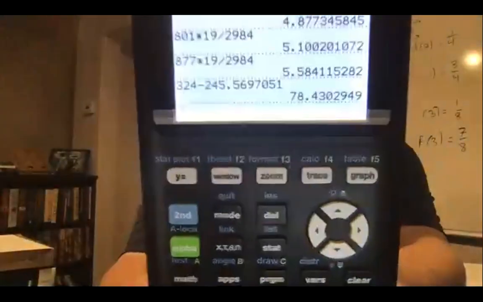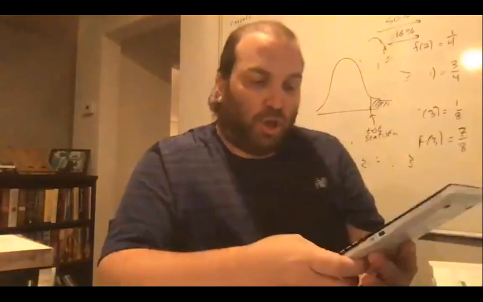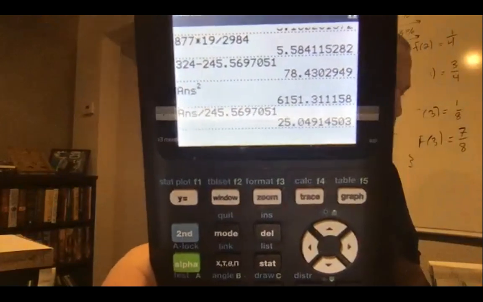324. We are then going to subtract its counterpart's expected value, which is how much? 245.6. Although on my calculator, I keep all the decimals. We're then going to do what to that number that we just calculated? Square it. And we're then going to do what? Divide by 245.6. Exactly. And that's going to give us approximately 25.0. So the first term is going to be 25.0.